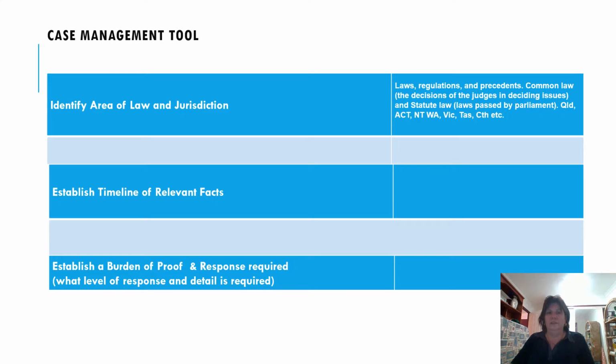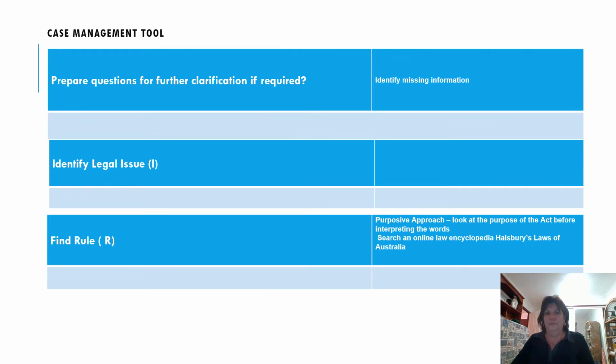You want to establish the timeline of relevant facts, so you get a clear idea of when things happened. You also want to establish a burden of proof and response required. What level of response and detail is required for this case? Next, you want to prepare questions if further clarification is required. If you're missing any additional information, you need to go back to your client and seek that information out.